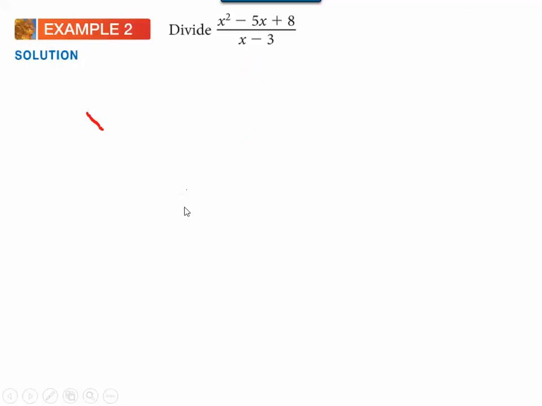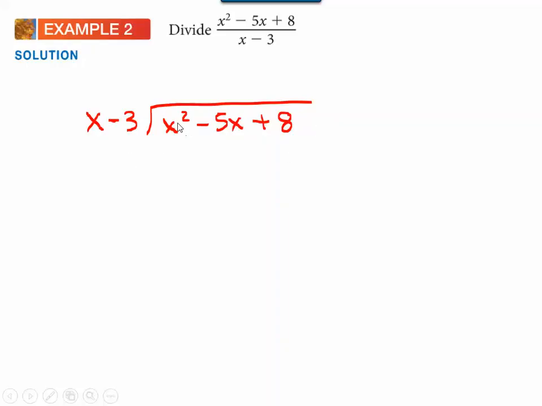Let's put it into a long division setup. X minus 3 goes in front, and then we have the top here, x squared minus 5x plus 8. Some rules here. This has to be in standard form, which means the highest degree on the x goes first and then goes lower all the way to your constant term if you have one. So x to the second has to go first, then x to the 1 power, and then the constant. Always go down in order.